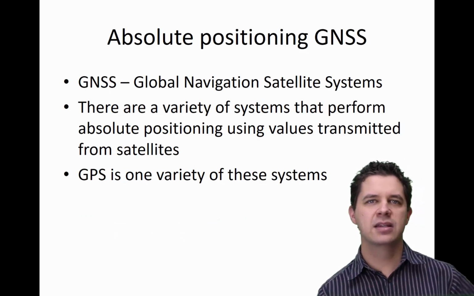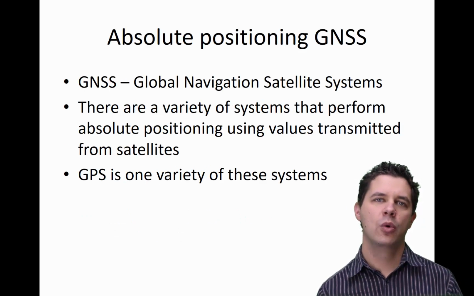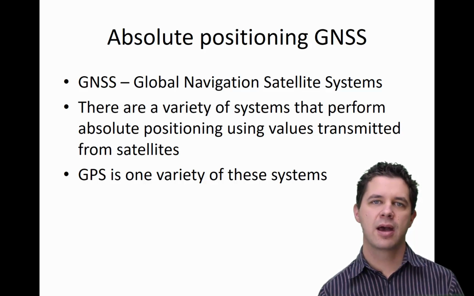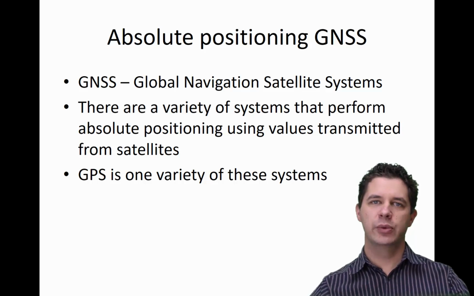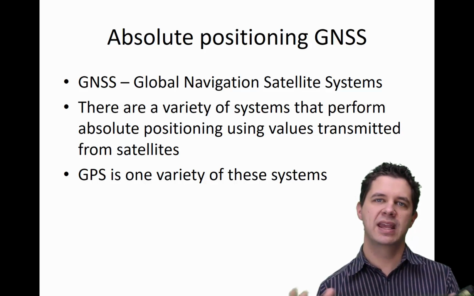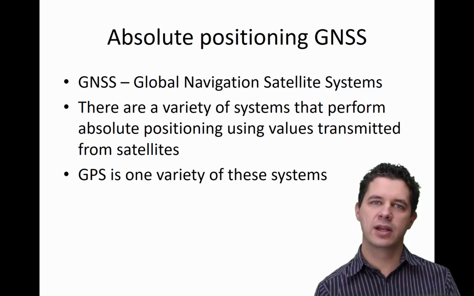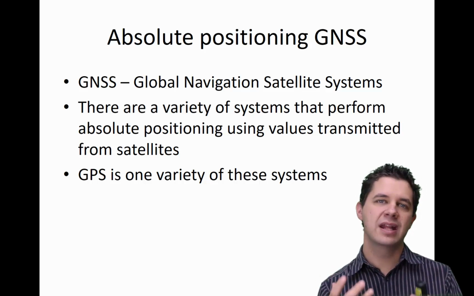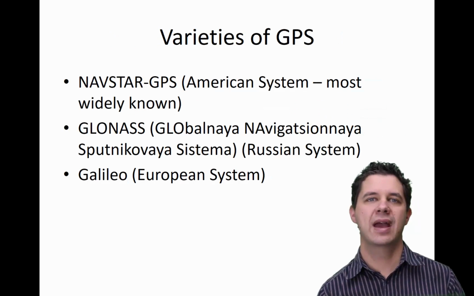The best known active positioning technique overall would be GNSS systems, Global Navigation Satellite Systems. GPS is one of these systems, and essentially we have a constellation of satellites transmitting information that we receive on a GPS receiver or GNSS receiver and use that information to localize ourselves, work out where we are.